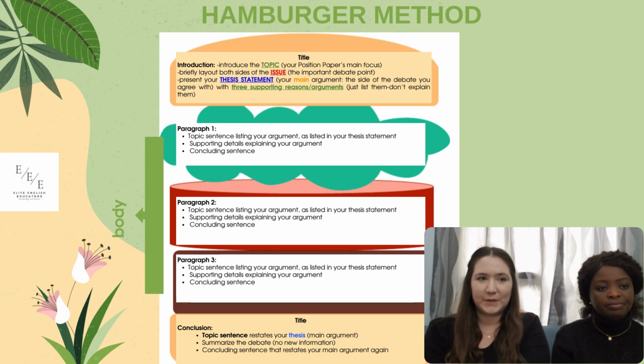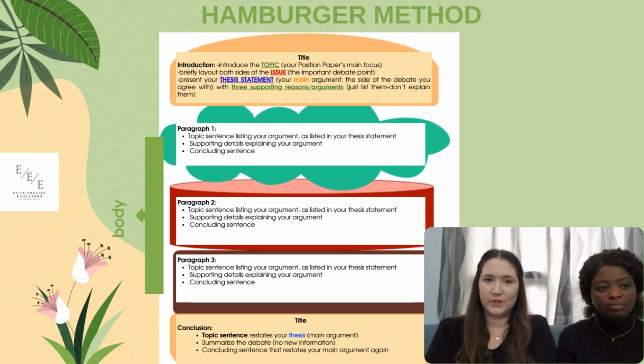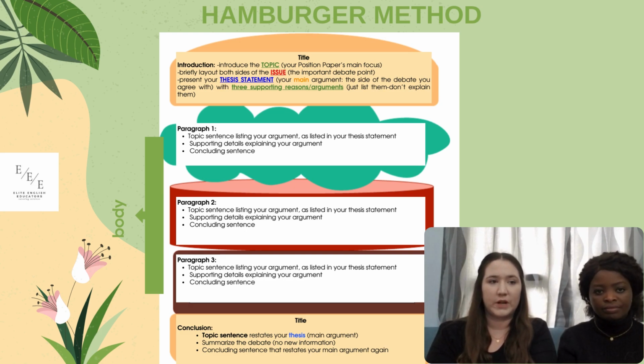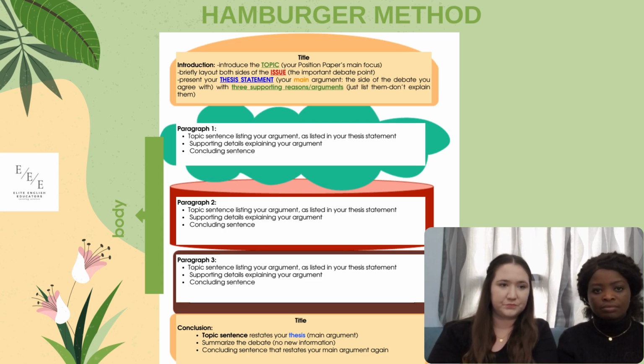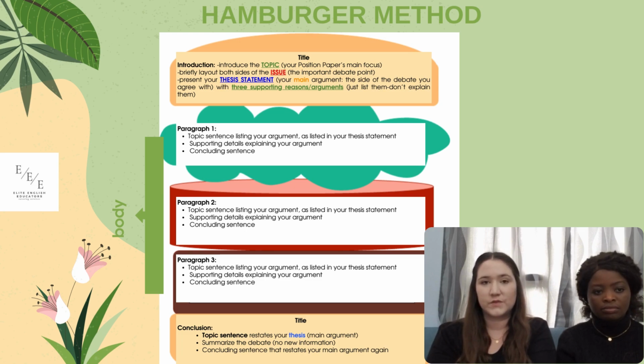Lastly is your concluding paragraph. It is crucial that you do not include any new information or quotes in this paragraph. The point of this paragraph is to really drive home your main argument and summarize what you've already written about. Begin this paragraph with a topic sentence that restates your thesis statement in another way so that it's not so repetitive. Next, summarize the debate. Ideally, you have one sentence for each of your body paragraphs. Lastly, end with a concluding statement that once again restates your thesis statement in a different way.